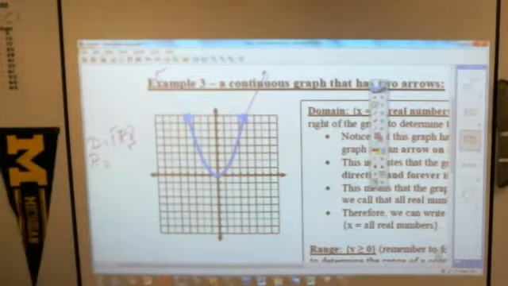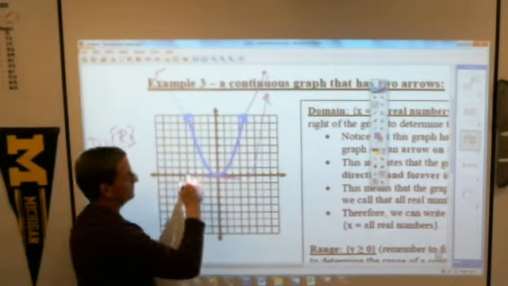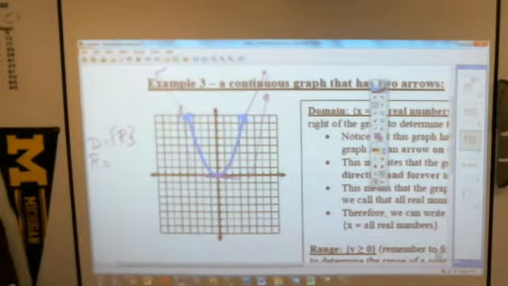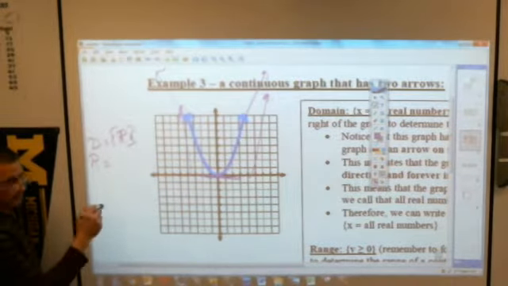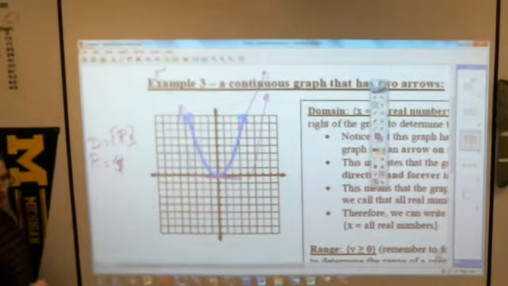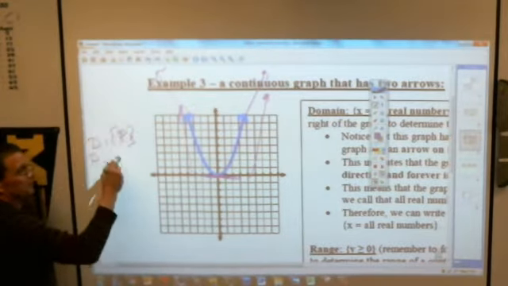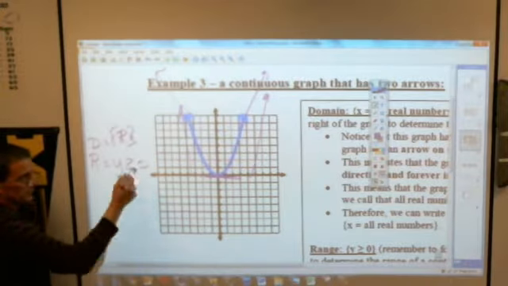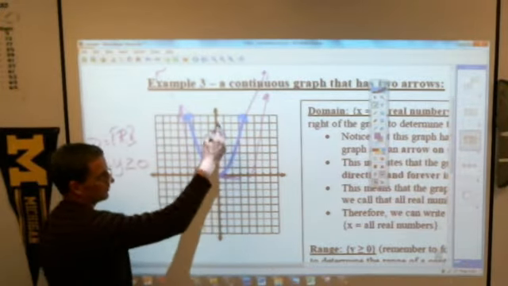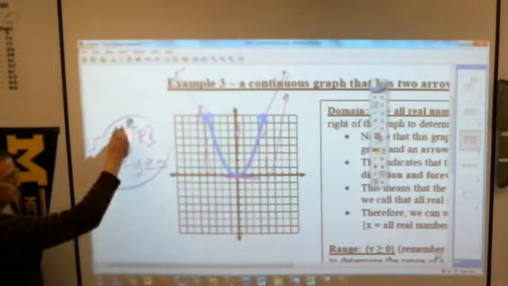Now that's not true for the range. Why? Is there a starting point on the y? Yes. Y starts right here, but goes forever up. Which means the range is, no, it's not R. R means all real numbers. Sorry, y equals, yeah, y is greater than or equal to 0, because it starts here where y is 0 and goes forever up. So those are your domains and your ranges.